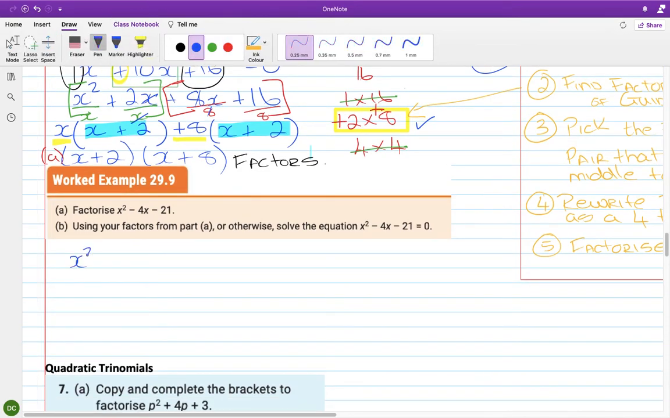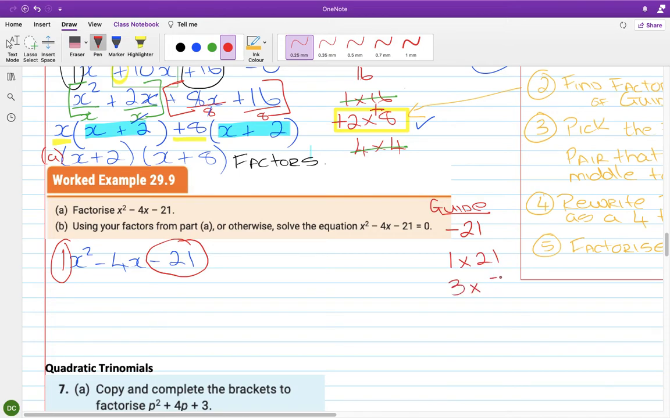So we have x squared minus 4x minus 21. So the first thing we need to do is get the guide number. So we take the first number in front of the x squared, which is missing, so it's a 1. And then the last number, which is the constant, which is minus 21, and we multiply them. So 1 multiplied by minus 21 is a guide number of minus 21. Okay, for a minute we could ignore the minus, just do factors of 21. So 1 times 21 and 3 times 7. That's it, isn't it? Yeah.